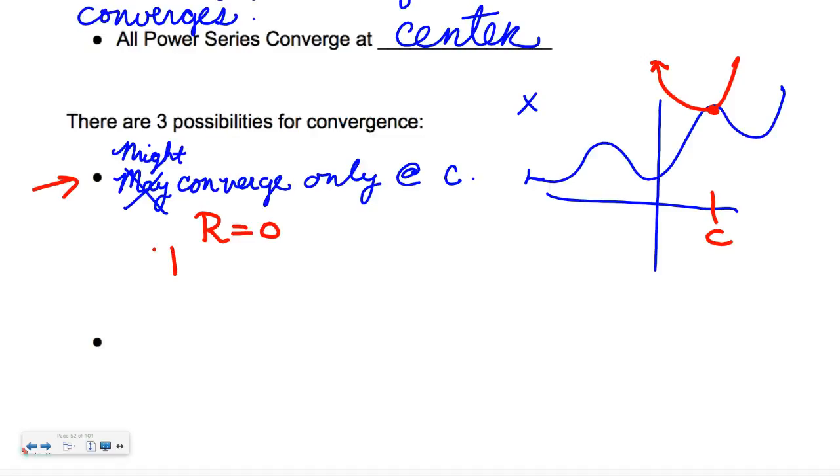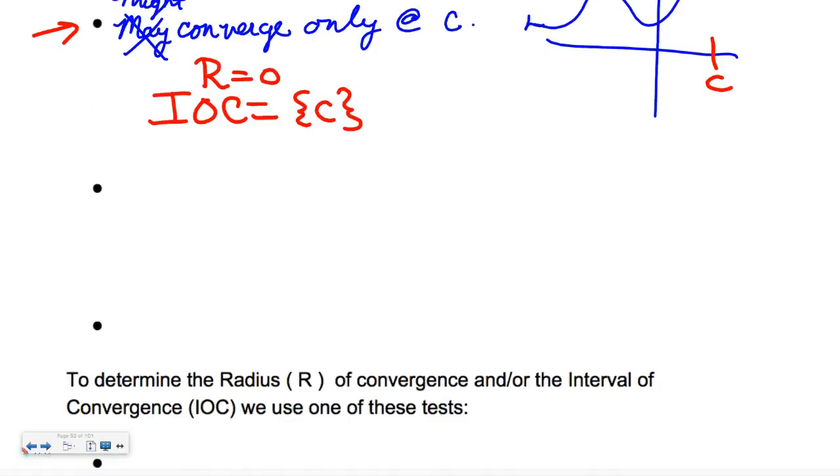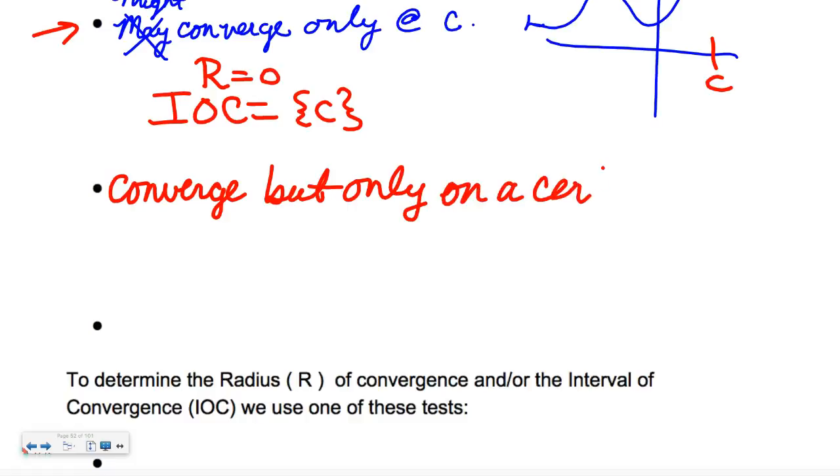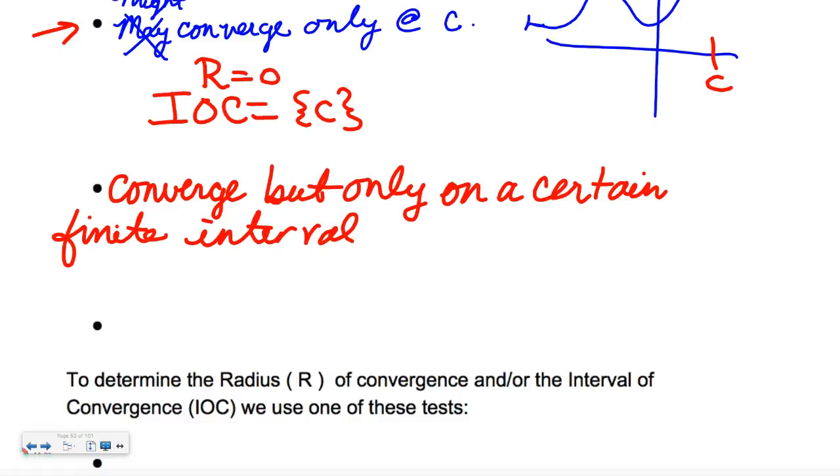If I were to talk about what we call the interval of convergence, I'm going to call it the IOC. I don't have an interval. I only have one point, so it would just have C in it. So this situation, this is what we're trying not to have happen. The other two situations, in order of least important to most, would be that they converge, but only on a certain finite interval. All right, that's what that example I just had did.